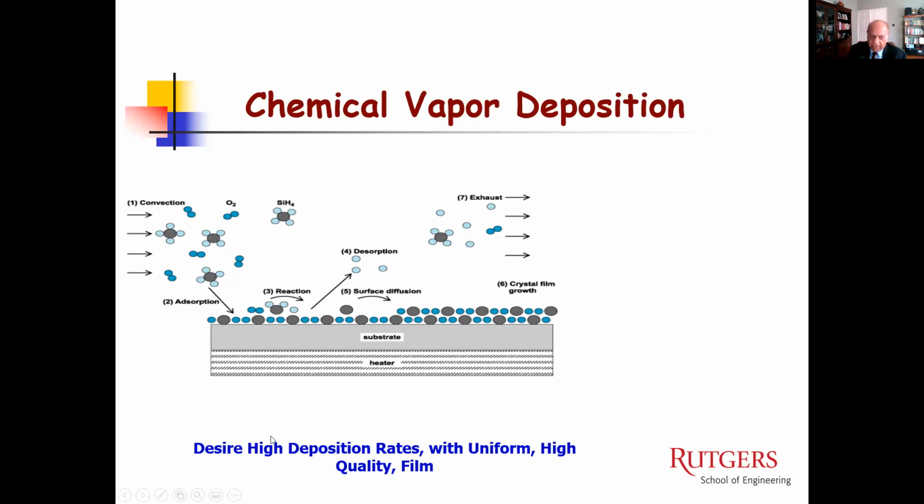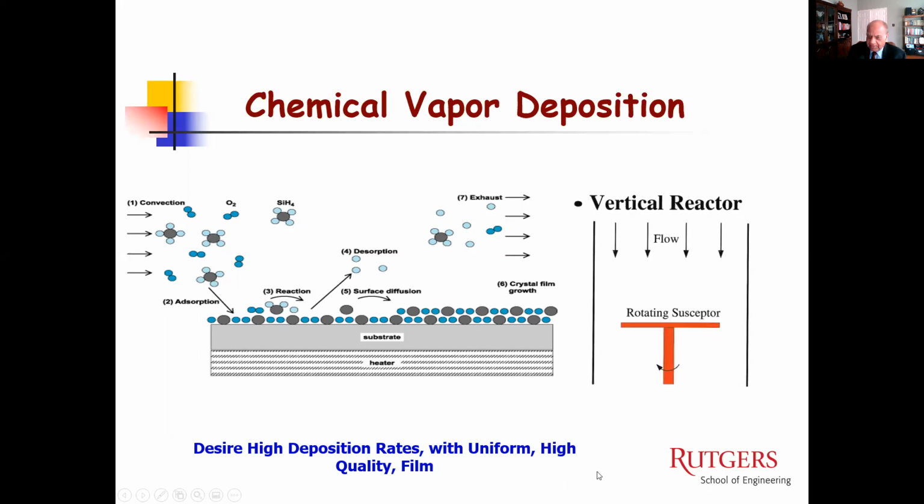But we also want a very high deposition rate. So our interest is in high deposition rate and high quality film. So those are the two things that we keep in mind. And this is the basic reactor that I'll be talking about most of the time, which is flow coming into a rotating susceptor. The susceptor rotates at a fairly high speed, typically 300 to 400 RPM, and the flow is largely a laminar flow coming from the top.